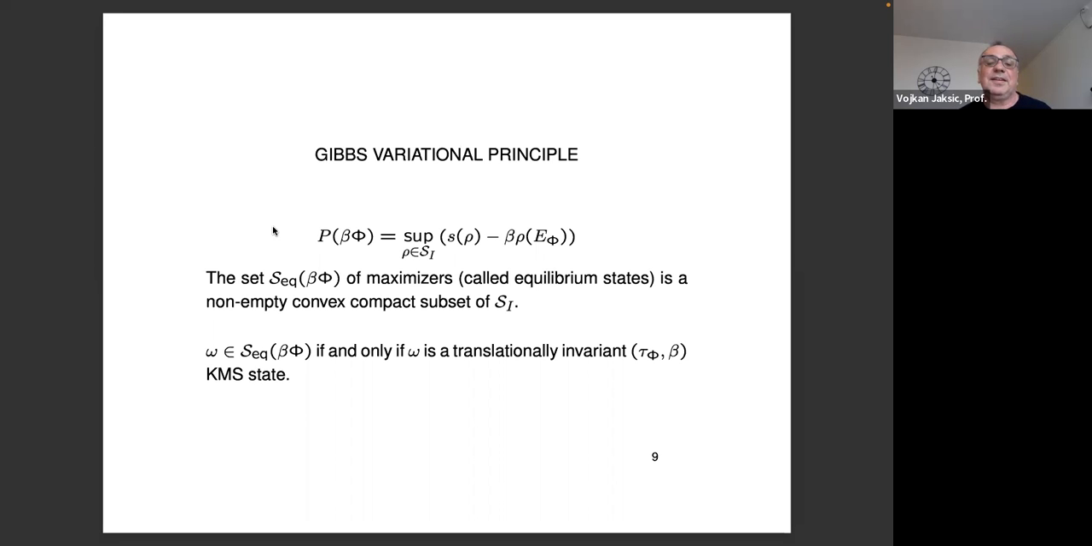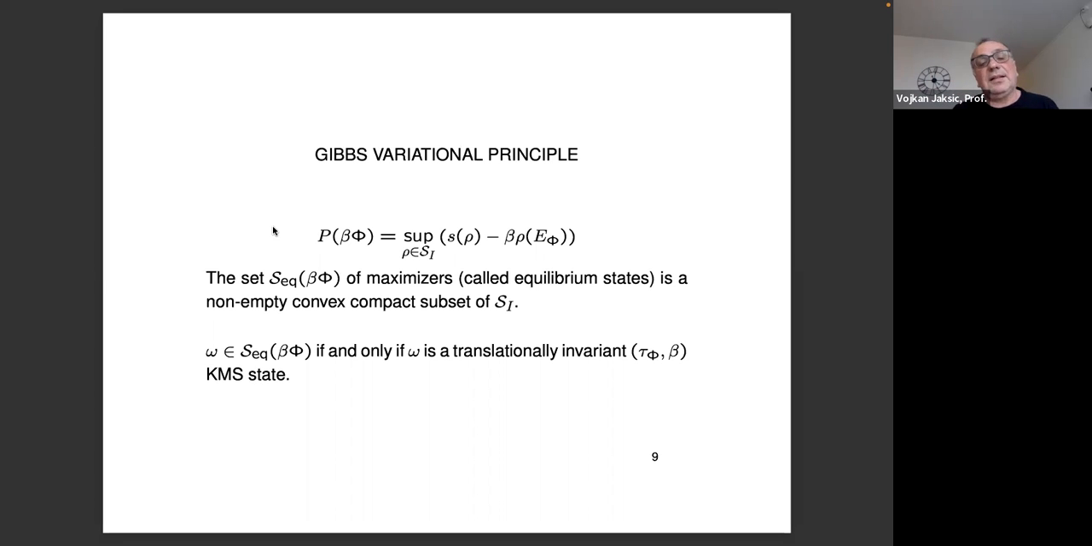And of course, if you're in the finite volume, the maximizer is unique. It is the Gibbs canonical ensemble. But for infinitely extended systems, the set of maximizers may not be a singleton. And then the extreme points of the set of maximizers are pure phases. And one would like to understand the structure of this set. And that is the problem of phase transitions.